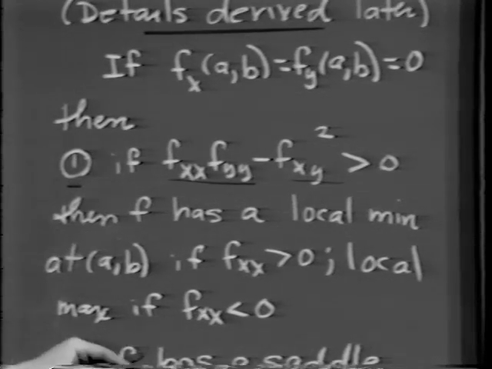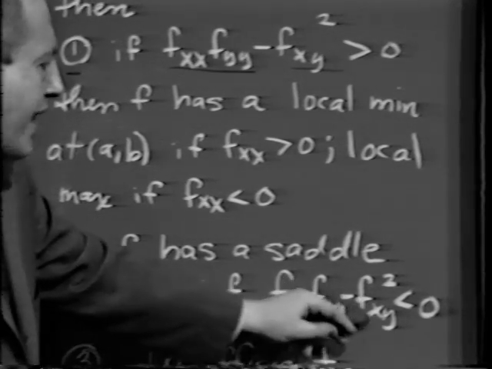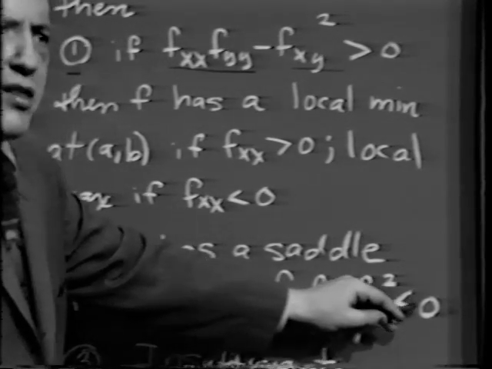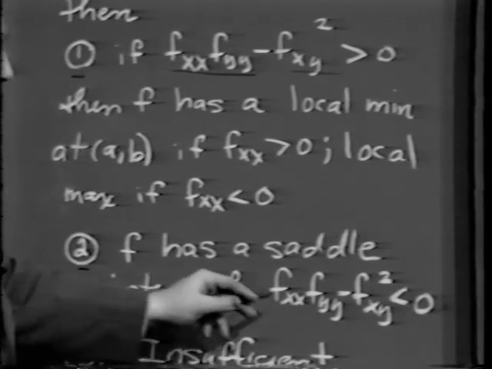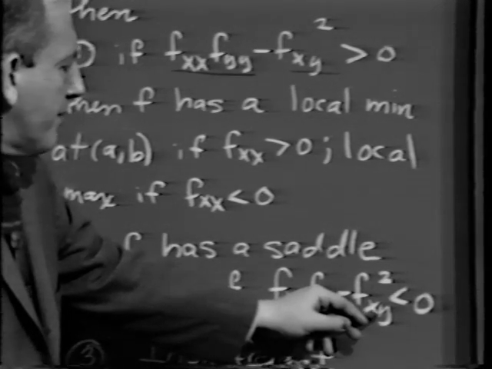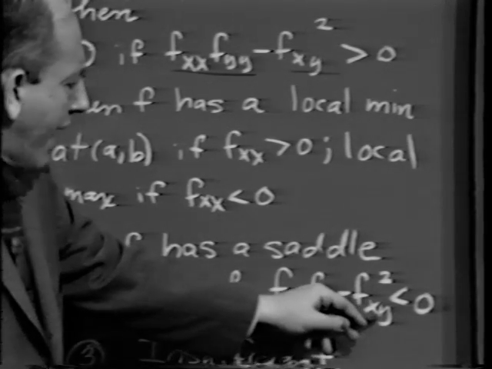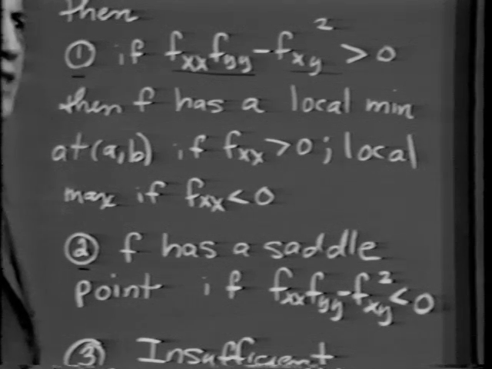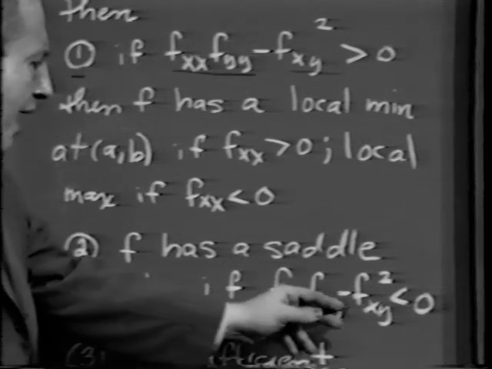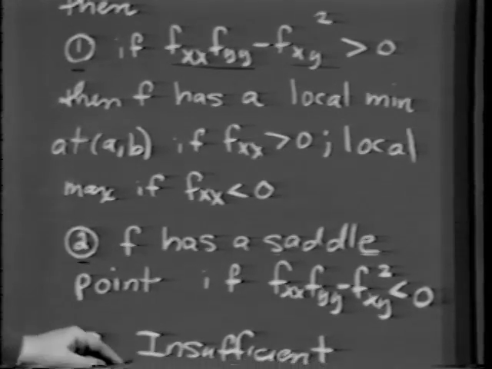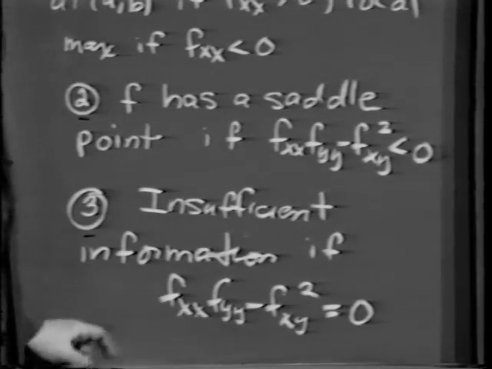It turns out, by the way, if this key factor, this key term, f sub xx, f sub yy, minus the square of the mixed partial, happens to be negative, then you can be sure that you have a saddle point. In other words, what that means is, for any neighborhood of the point A comma B, for some values of x comma y in that neighborhood, the function will be greater than f of A comma B, and for others it will be less than f of A comma B, so it's neither a max nor a min. And it turns out that the situation in which the test fails is if this particular expression happens to equal 0.